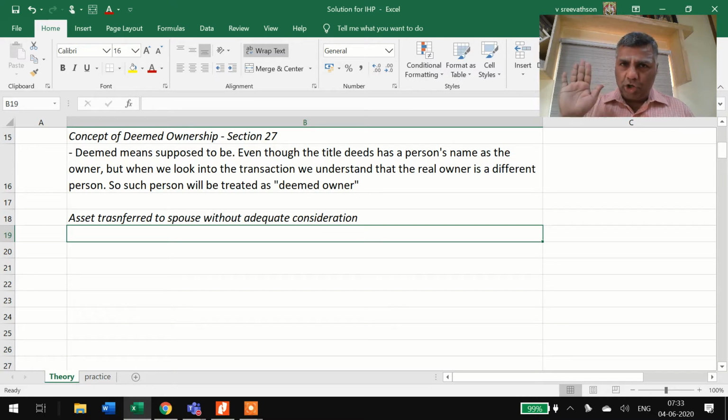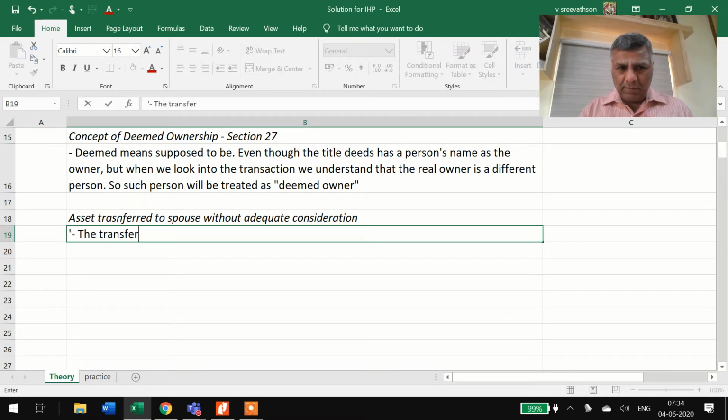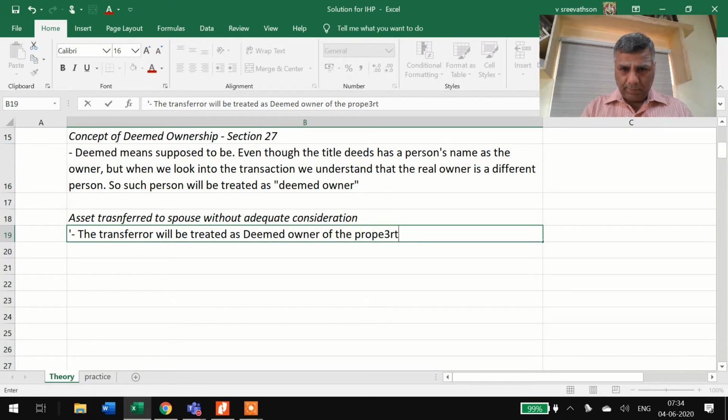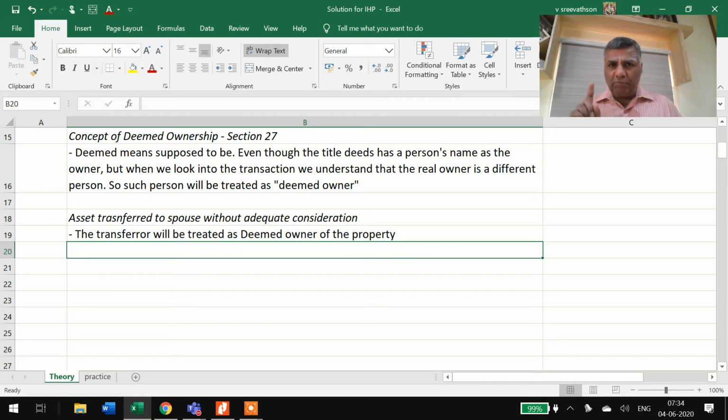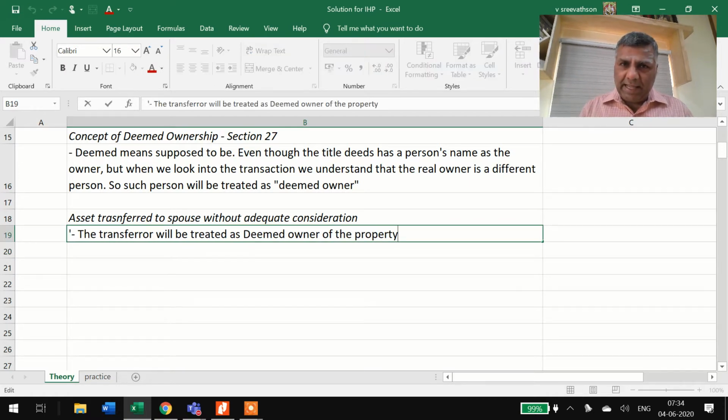Asset registered or transferred in the name of spouse without adequate consideration: only the transferor will be treated as the deemed owner of the property. If an asset is registered in the name of Mrs. X, even though the title deed says it is Mrs. X, Mr. X becomes the deemed owner of the property. The transferor will be treated as the deemed owner.